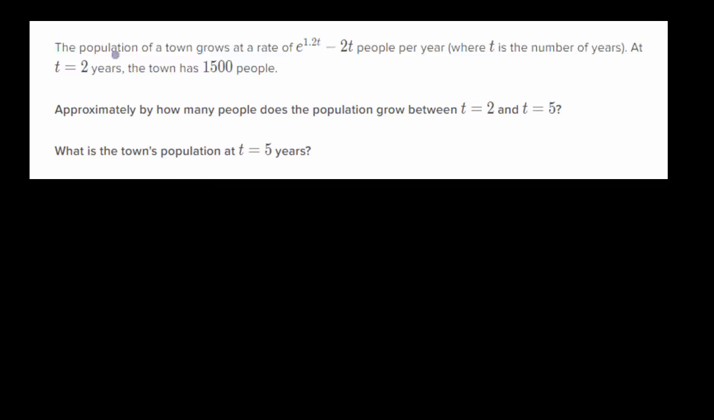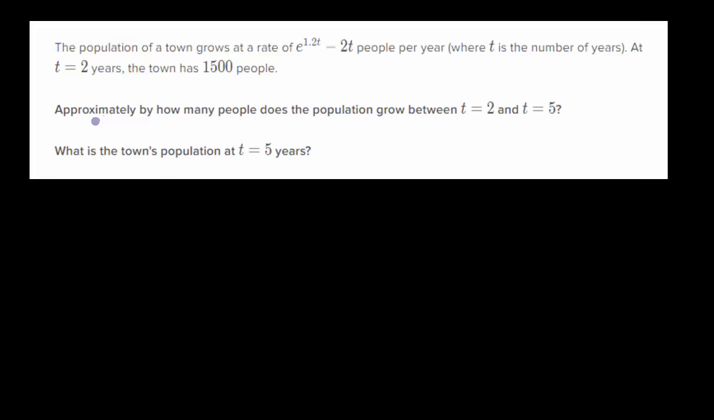We are told the population of a town grows at a rate of e to the 1.2t power minus 2t people per year, where t is the number of years. At t equals 2 years, the town has 1,500 people.